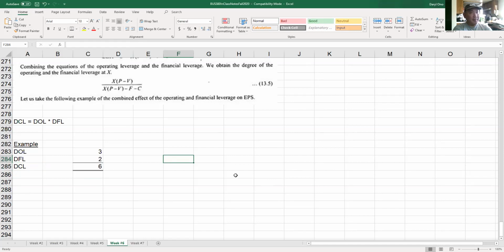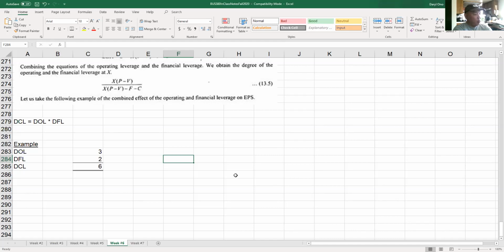So what does that mean? 6. What does 6 mean? If sales go up by 1%, we would expect earnings per share to go up by 6%. That's good.